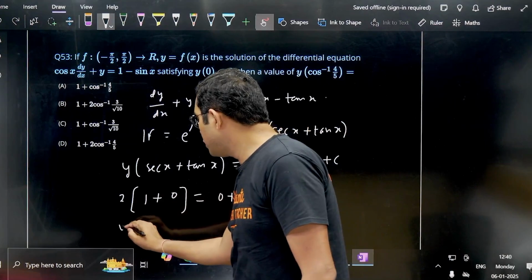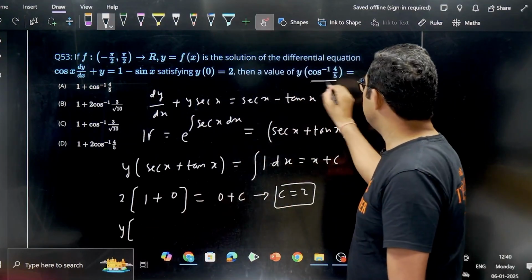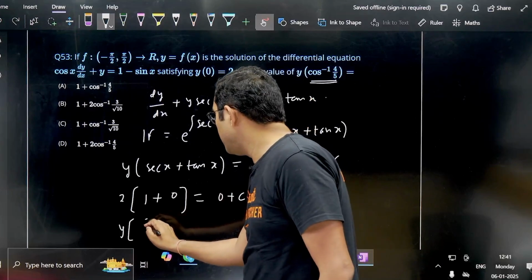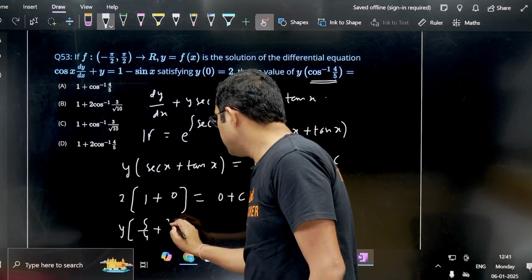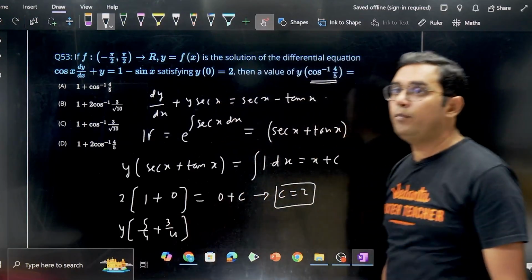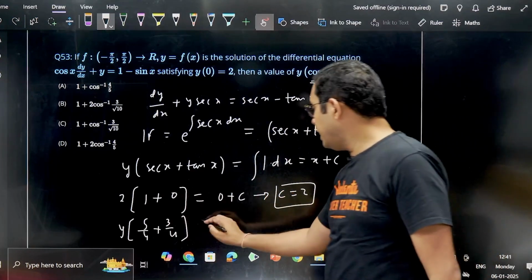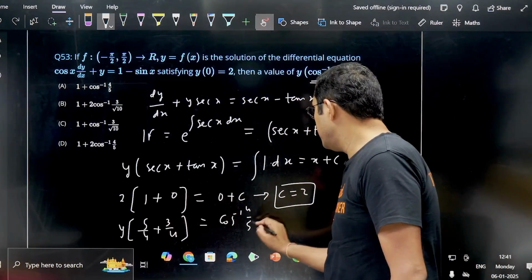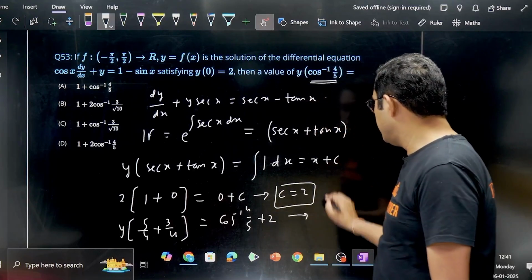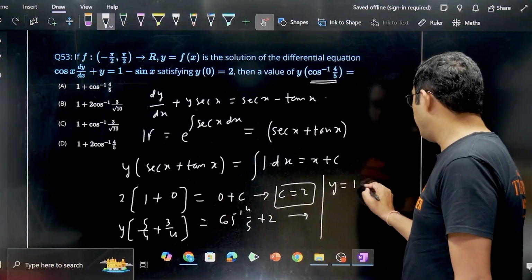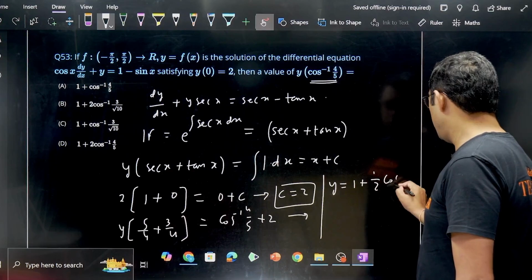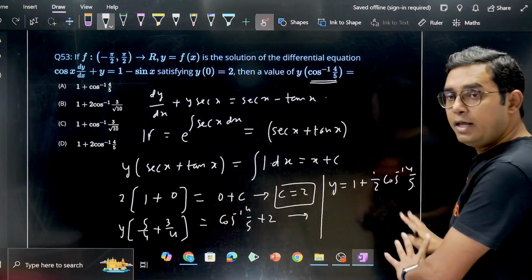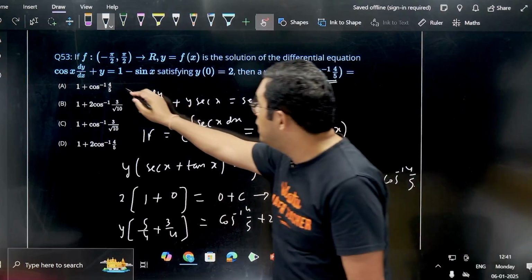So I put x as cos inverse 4 upon 5, then secant x will be 5 upon 4, and tan x will be 3 upon 4. On the right hand side, x is cos inverse 4 upon 5 plus 2. So from this we get y to be equal to 1 plus half of cos inverse 4 upon 5.